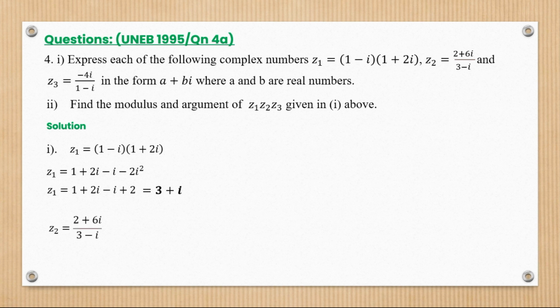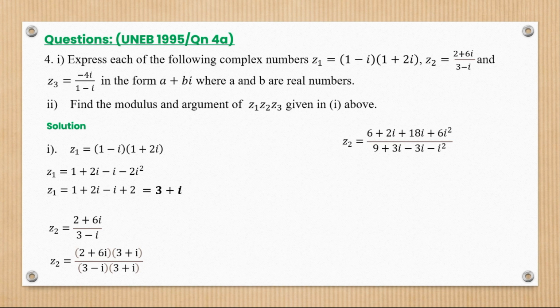Now let's go to z2. z2 is a division of two complex numbers, and as you know, we apply the rule of multiplying both top and bottom by the conjugate of the bottom. So this is what we end up with, and when we open the brackets, we end up having that, and this in simplified format will end up with 20i over 10. 20 divided by 10 is 2, so we end up with z2 being equal to 2i.